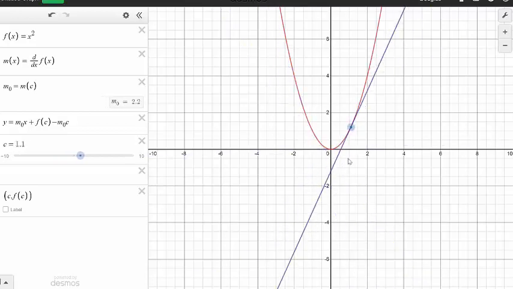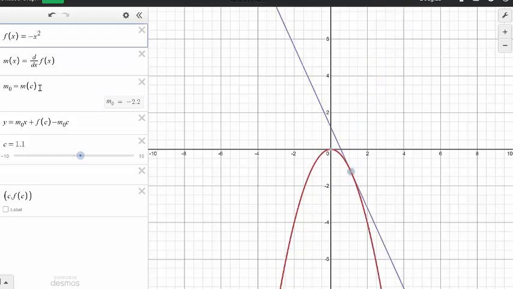Now, this is for concave up. What about concave down? What about a function that is concave down? Well, let's look at one. This is clearly concave down. If it were a cup or a bowl, the contents would be spilled out.